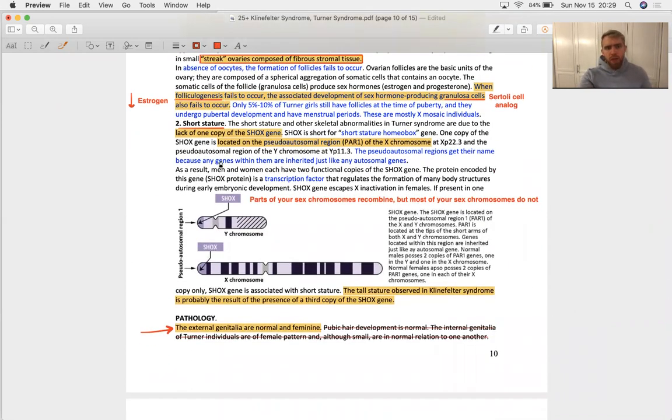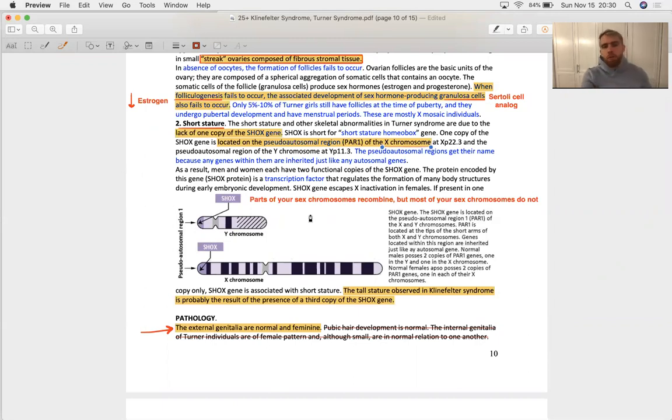Let's talk about short stature. It's because they're missing one copy of the short stature homeobox gene located at the pseudoautosomal region of the X chromosome. And the pseudoautosomal region means it's like an autosome, but it's not. And so what's an autosome? Well, it's any chromosome that's not the X or the Y chromosome. So what makes it like an autosome? Well, it can just recombine with the other sex chromosome.